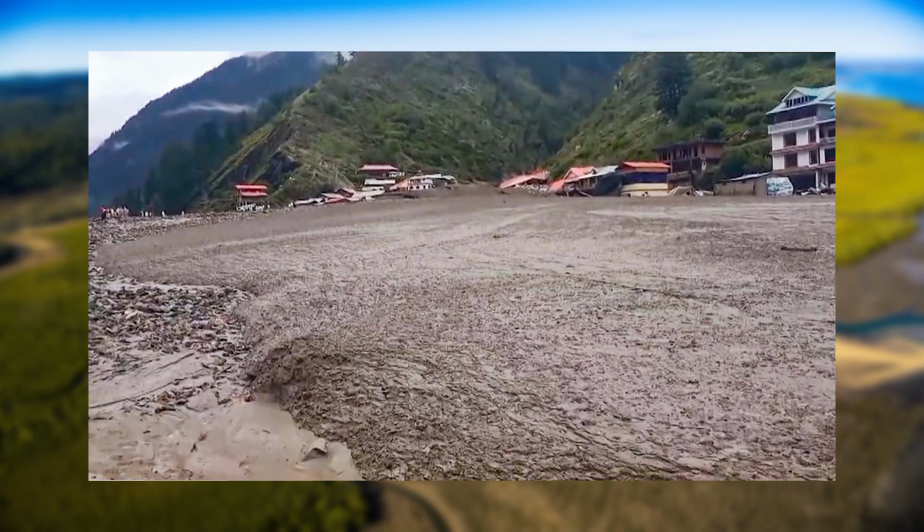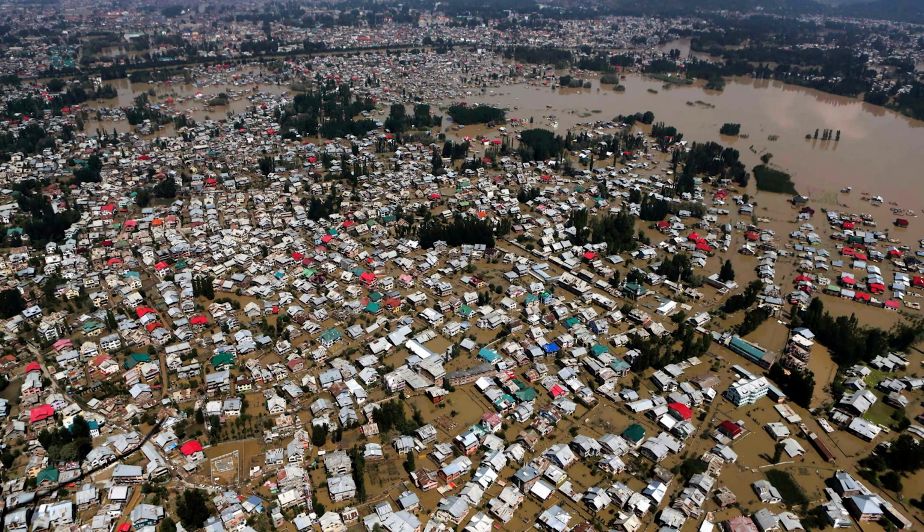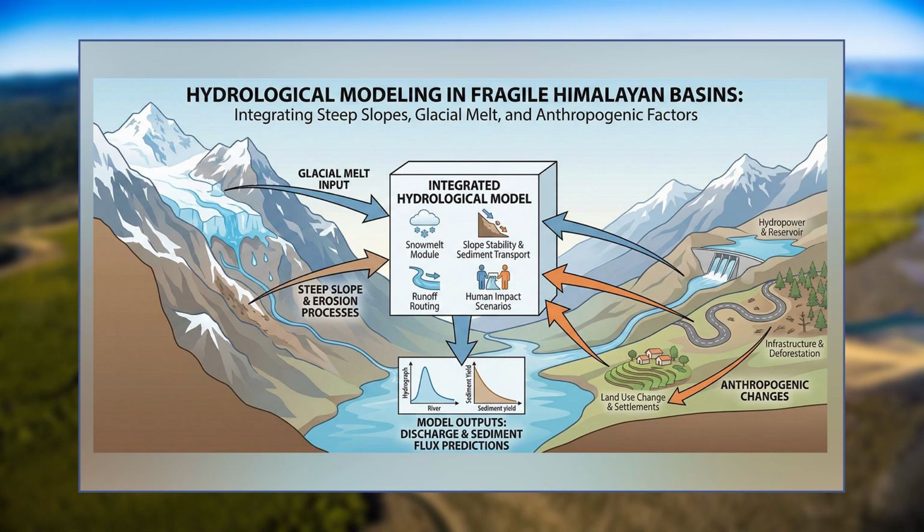It is based on soil type, land use and antecedent moisture conditions. The need for robust modeling was felt during the devastating floods of Uttarakhand in 2013 and Kashmir in 2014. In these fragile Himalayan basins, models take into account the steep slope, glacial melt and anthropogenic changes. This helps to explain how rivers flow under different scenarios of climate change and human effects.